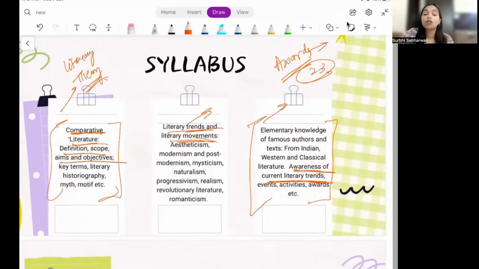So, for example, again in a past year examination, you had a question on who is the current poet laureate of England, right? So you should have that awareness, and we would be covering all this, right?